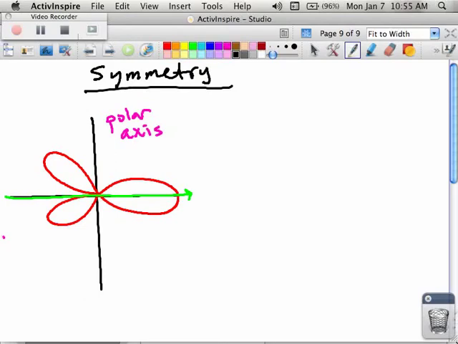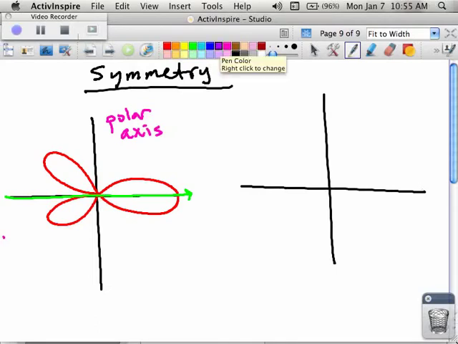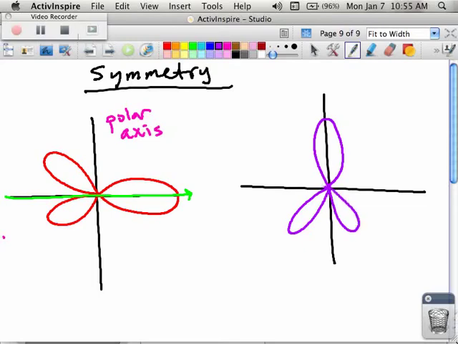Second kind of symmetry is a symmetry over what we used to call the y-axis, which is now called... no. This is theta equals pi over 2 symmetry.